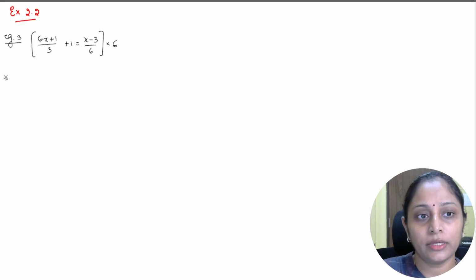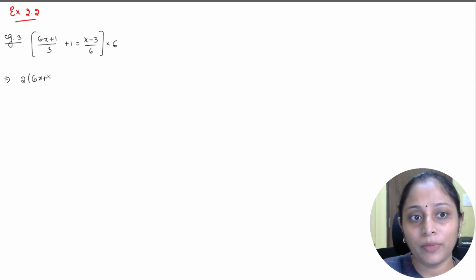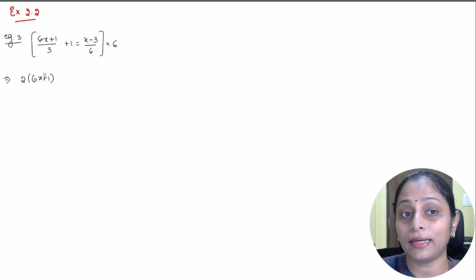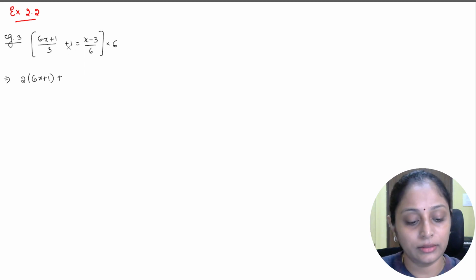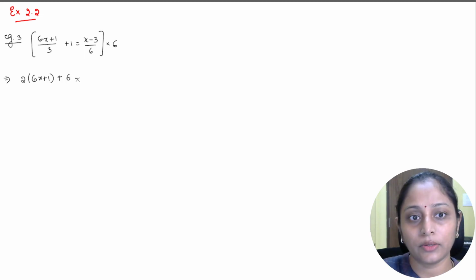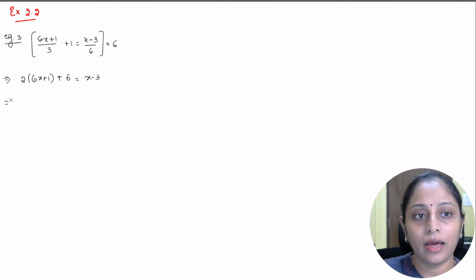Okay, so here I have 3 2's 6, so 2 times of 6x plus 1. Now please make sure that you multiply this 2 with the entire expression in the numerator for this term, which is 6x plus 1. Okay, plus now here for this 1, the denominator is 1. That means I am going to write 1 into 6, which is 6. Okay, and here 6 and 6 will get cancelled, so I am left with x minus 3. Now I have a bracket here, so I am going to first open this bracket. Okay, so 2 6's are 12, 12x plus 2 1's is 2 plus 6 is equal to x minus 3.